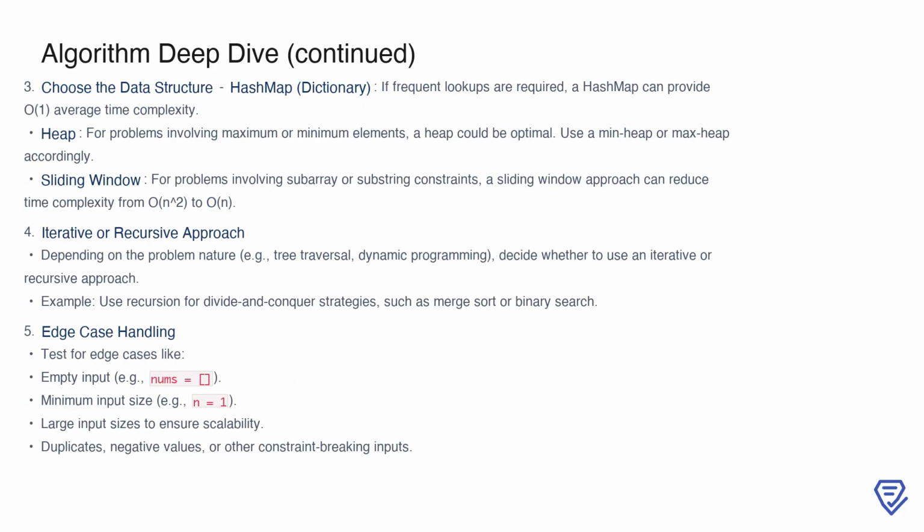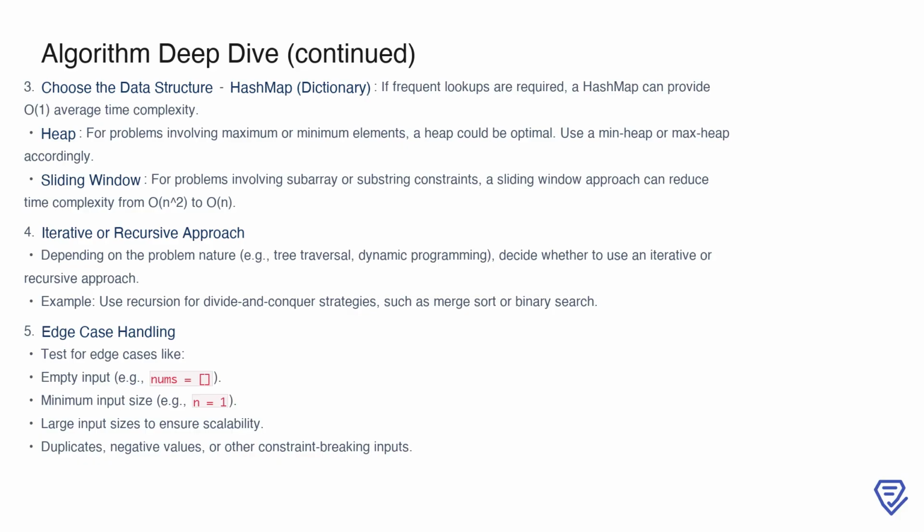Choosing the right data structure is pivotal for designing an optimal algorithm. For example, a hash map is perfect for scenarios requiring frequent lookups, as it provides an average time complexity of O(1). When working with problems that involve finding maximum or minimum elements, a heap can be highly effective. Depending on the task, you might use a min heap or max heap to streamline operations. For problems involving subarray or substring constraints, the sliding window technique is a game changer, often reducing the time complexity from n squared to n.